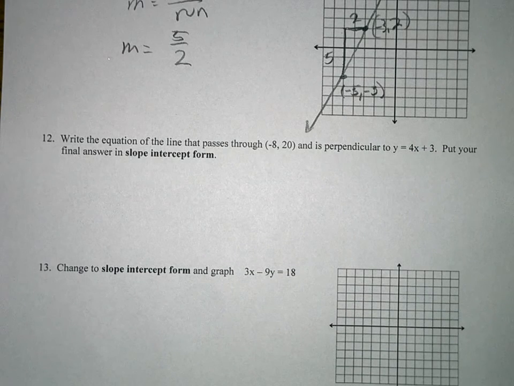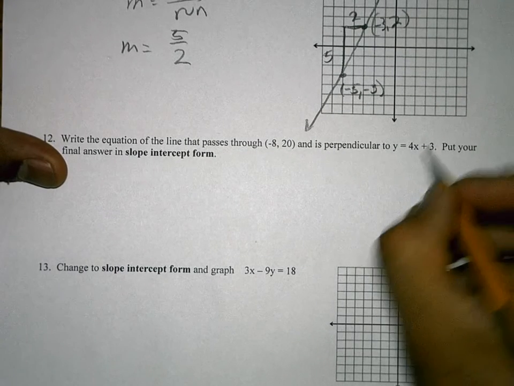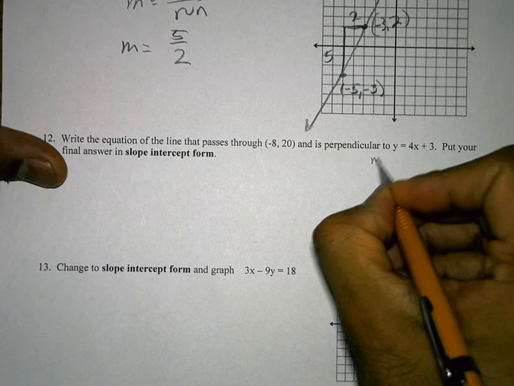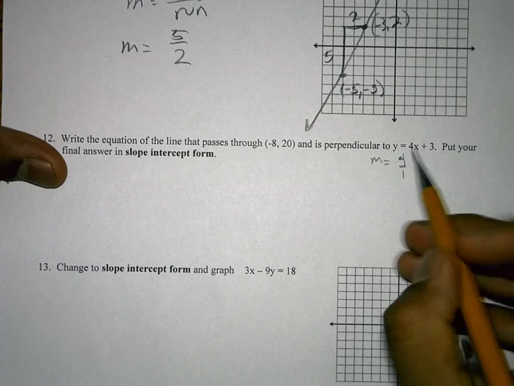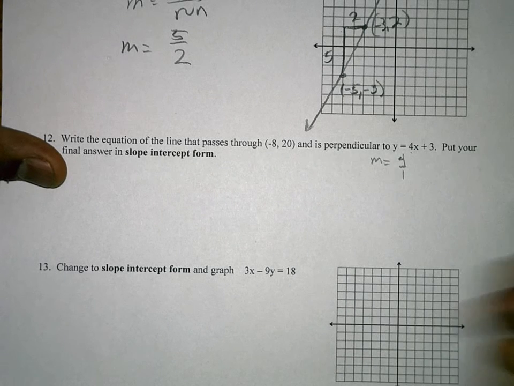Number 12, write an equation that passes through the point negative 8, 20, and is perpendicular to this equation y equals 4x plus 3, and make sure your answer is in slope-intercept form. So I'm going to actually use point slope form and then turn it into slope-intercept. So here's the big thing, perpendicular slopes. The slope for this line is m equals 4 over 1, right? I got that from right there, 4 over 1.